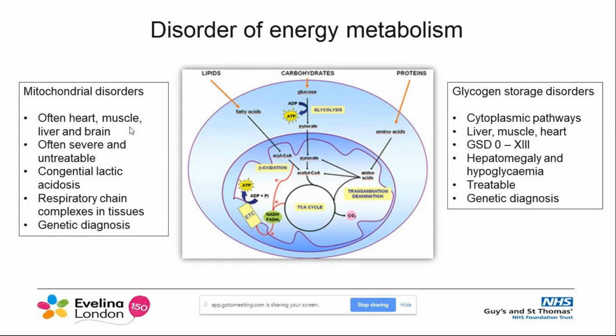And from our point of view, we tend to see children present with hepatomegaly and hypoglycemia, and that's how they will present to us. And there are liver-specific types, so type 1, 3, 6 and 9, and type 0. They're generally treatable with dietary management, and again we have moved a little bit away from liver biopsy and tend to rely on a genetic panel diagnosis.